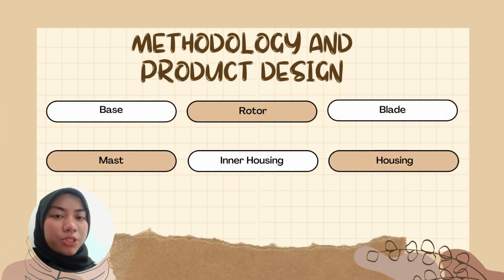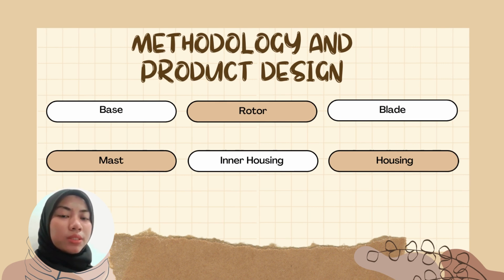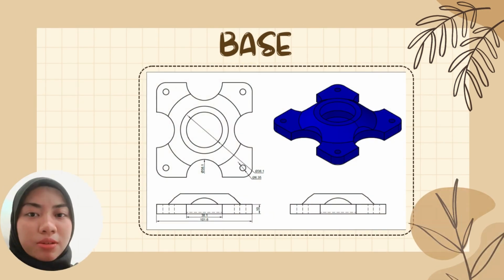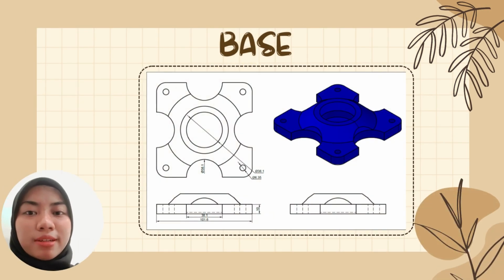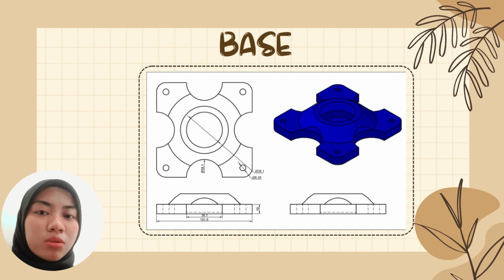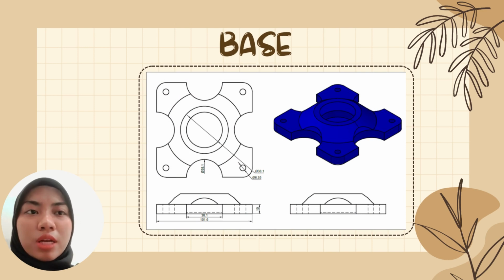Okay, next for the methodology. Our project consists of 6 parts, which are base, blade, grade, mess, inner housing, and housing. Hi, Assalamualaikum. My name is Alvin Sofia binti Fazlin Hakimi. My matric number is AN 210070. So for today, I will explain the methodology of the base of the wind turbine.